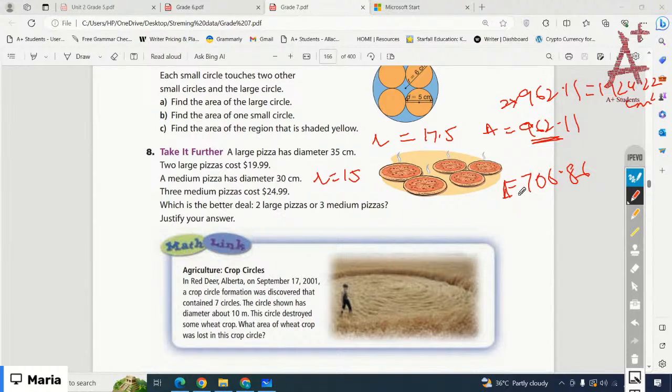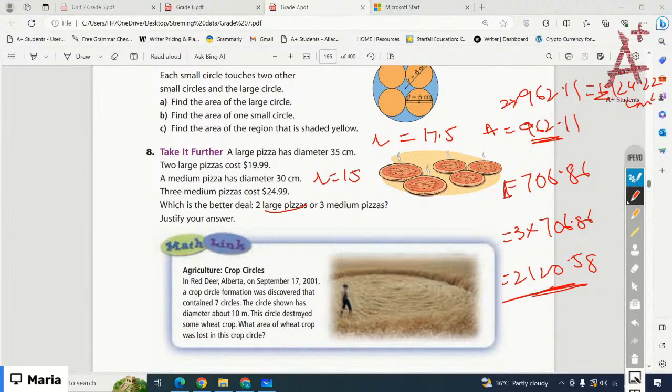Then the area of three medium pizzas is 3 times 706.86. That equals 2120.58. So this is the greater value than this one. That means that the two large pizza deal is the correct option, right?